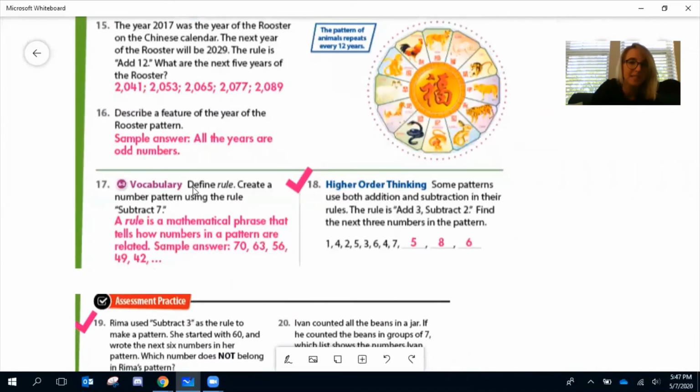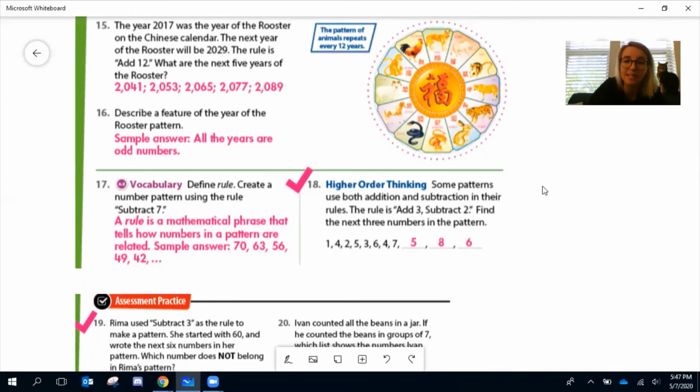All right, number 17 says define rule. Create a number pattern using the rule subtract 7. So in the video, it told us that a rule is a mathematical phrase that tells how numbers in a pattern are related. And then they ask you to create a rule where you subtract 7. So you could pick any number. You don't have to start with 70, but they started with 70. So 70 minus 7 is 63. 63 minus 7 is 56. 56 minus 7 is 49. And 49 minus 7 is 42. Now your numbers do not have to be the same, but as long as you picked a number and subtracted 7, then you're correct.